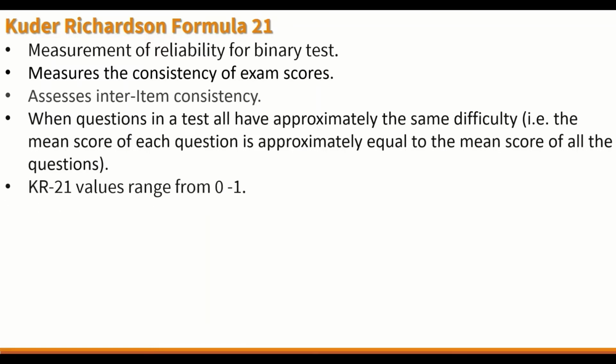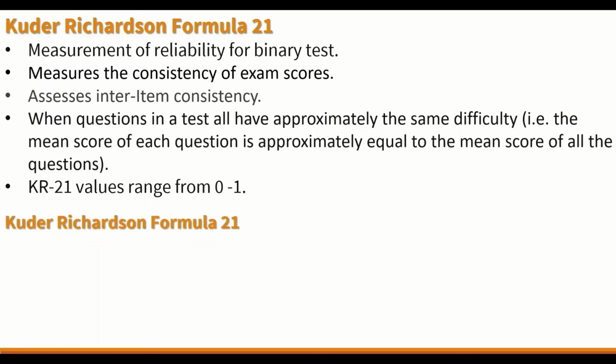The KR21 values range from 0 to 1. 0 means an unreliable exam or test. A value of 1 means that it has an excellent reliability of a test or an exam.